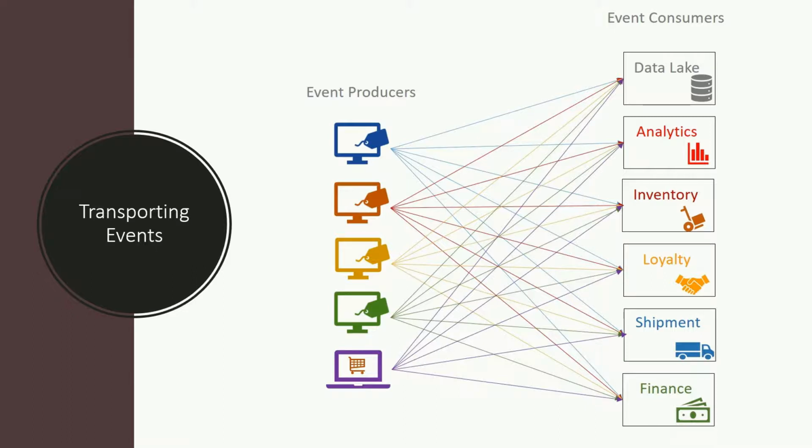Similarly, there is no single destination for the invoice. The invoice is required by the finance, shipment, inventory planning, loyalty services, analytics, long-term storage, and many more. So, how do we solve that many-to-many streaming requirement?